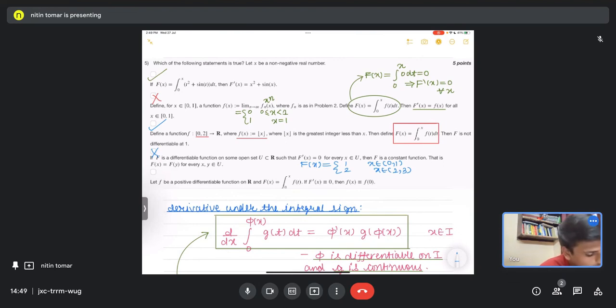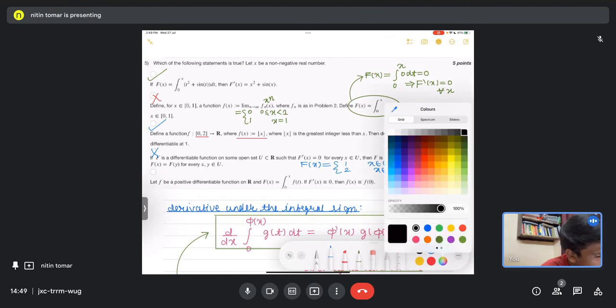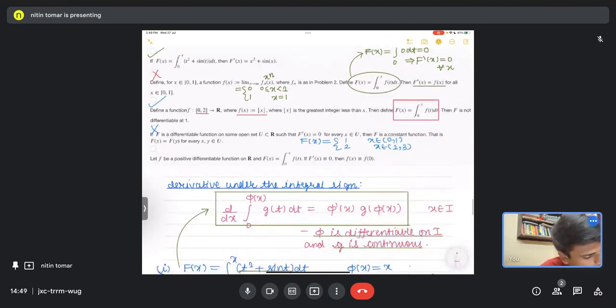And for the last part, again one can use the derivative under the integral sign because the integrand is continuous. So if you use the derivative under the integral sign, F prime x will be f of x. And now it is given that F prime x is 0, so which means f of x is 0. So this option is true, right? f of x is 0 for every x. In particular, f of x is equal to f of 0. So this is true.